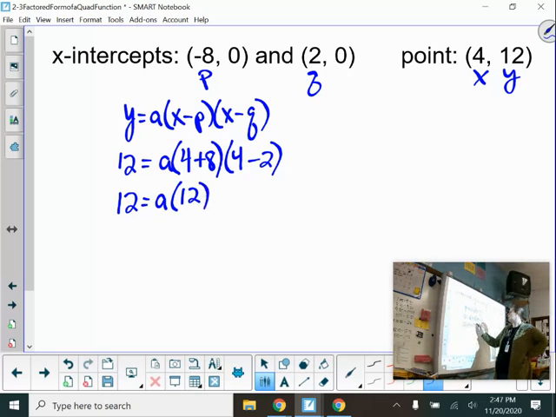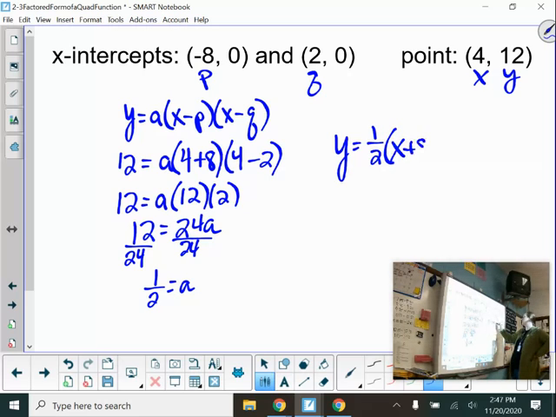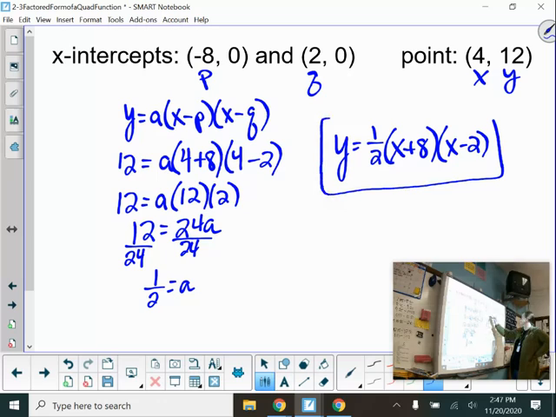So this is 12 and 2. When I multiply those, I get 24. So if 12 is equal to 24a, when I divide by 24, I get that a is 1/2. So my equation is going to be y equals 1/2 times x plus 8 times x minus 2.